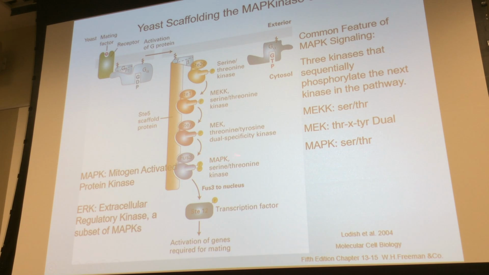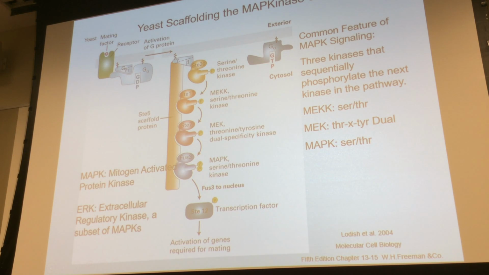So if we start down here at the bottom, here's our mitogen activated protein kinase, way down here at the bottom. This one is called Fus3. It didn't have to do with the mating factor itself, but had to do with fusion of the cell after mitosis. So this is a serine threonine kinase, and it gets phosphorylated by MAP-ERK kinase, which is another threonine kinase, but it also can phosphorylate on a neighboring tyrosine. So it's called a dual specificity kinase.